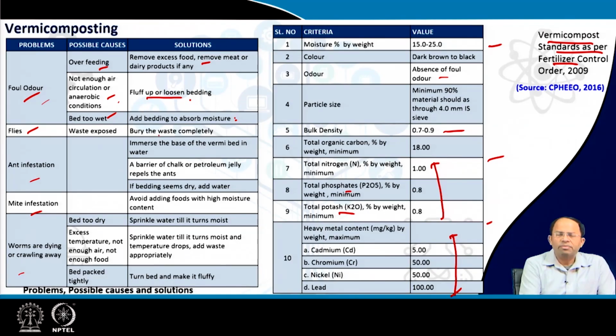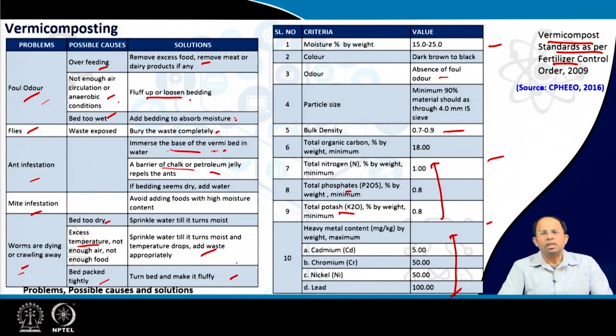The flies, if the flies are there, then better to cover it with one layer of compost so that the waste is not exposed. Ant infestation, we can put barriers of chalk or petroleum jelly around the pit, or we can put the pit in water. So all these things could be done so that ants don't move in. Similarly, for worms, the bed may be too dry, or it may be packed too tightly, or there may be too much temperature, which will make the worms move away. So that also could be controlled by addition of moisture or making the bed more fluffy. So this is how vermicomposting could be controlled.